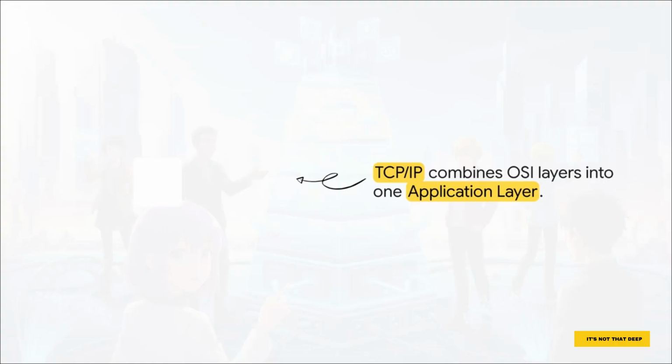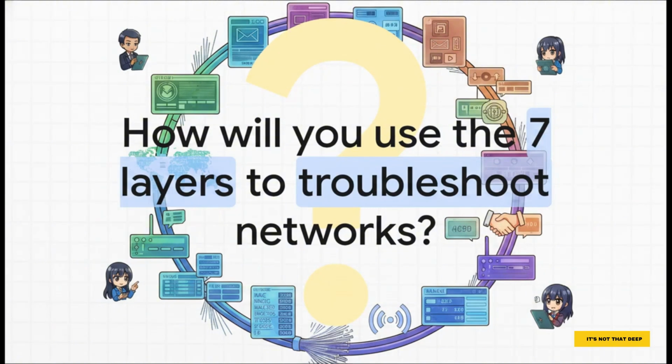Notice how TCP/IP smashes OSI's top 3 layers into one application layer? Way simpler for real-world use. Exam cram complete. So, how will you use these 7 layers to troubleshoot your next network crisis?